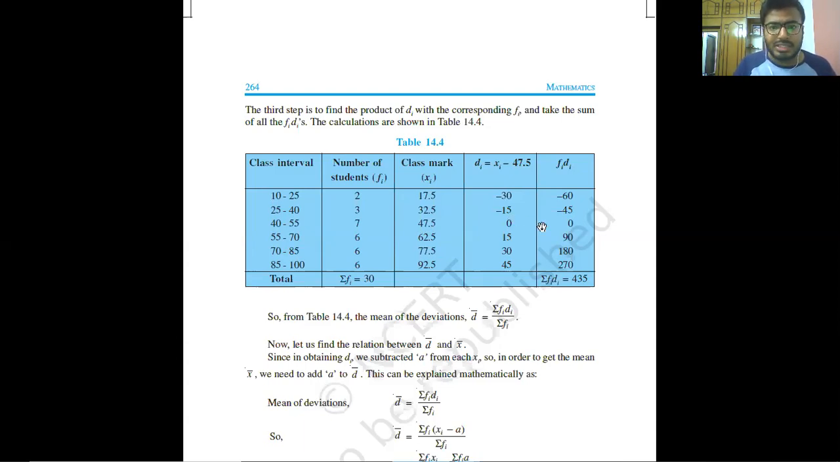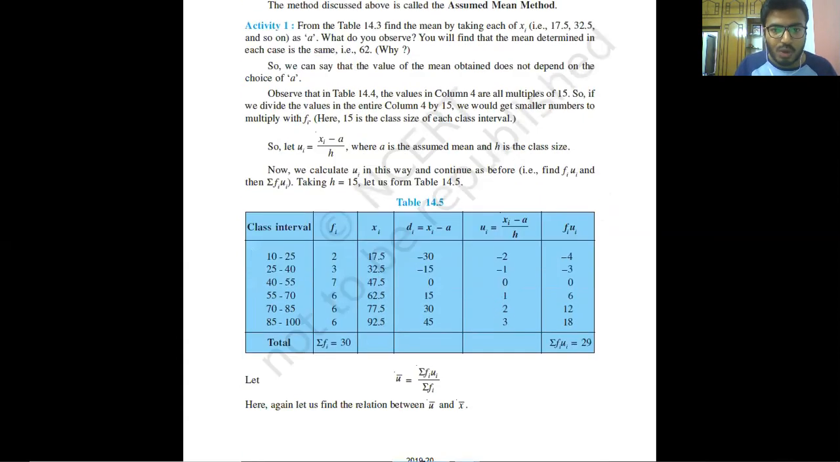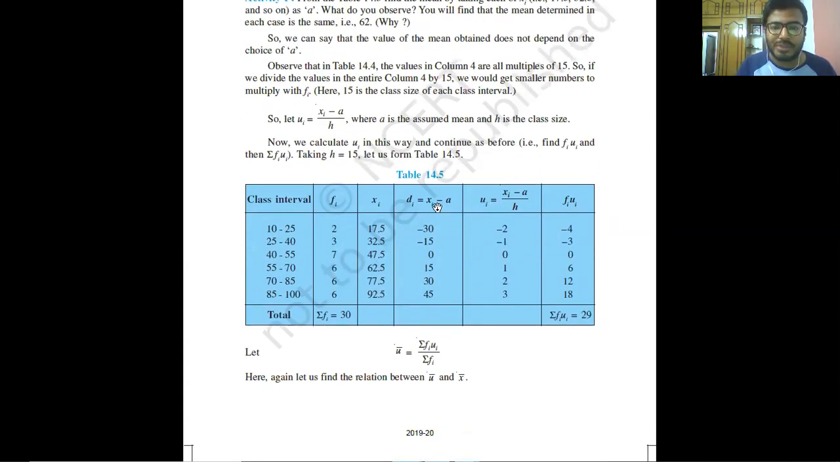Now in the next method, the step deviation method, you are getting one more column, which is known as ui. I already told you this one. Look, 0, minus 15, minus 30, 15, 30, 45. Here di is xi minus a, divided by h. H is the class length. What is your class length? 15. 10 to 25, that is 15. Now this value, minus 30, has to be divided by h. H means 15. So minus 30 divided by 15, 15 twos are 30.